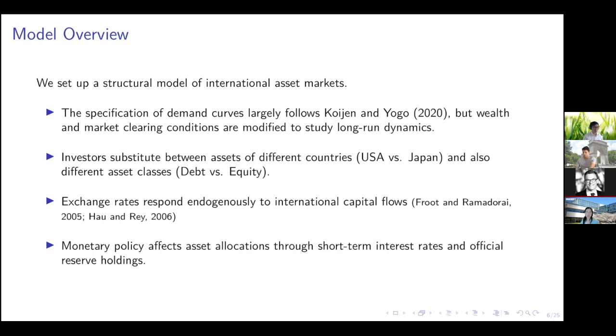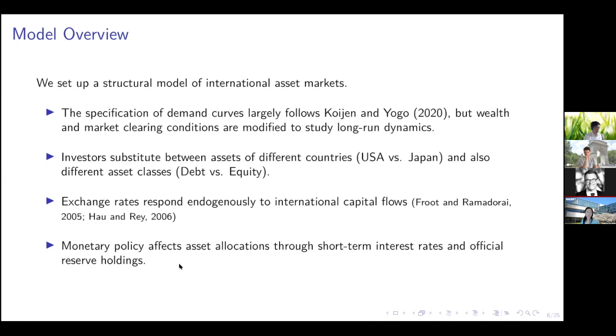Importantly, we're going to modify the wealth equations and the market clearing conditions in the model so that the AUM of investors is going to evolve endogenously over time. And that's going to allow us to study these long-run dynamics in portfolio holdings. We want to think about, in our model, exchange rates responding endogenously to capital flows. So we're going to allow for endogenous exchange rates that are going to clear debt markets.